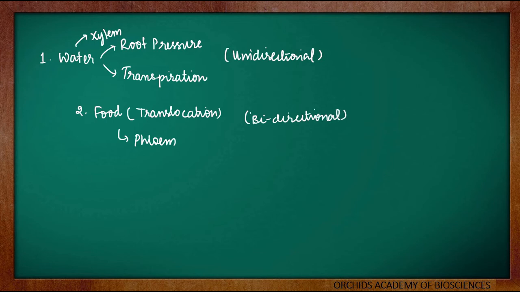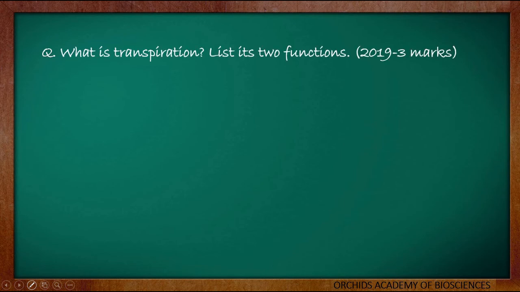Now let us discuss few questions from the previous years. The first question is from 2019 for 3 marks. They asked us to write what is transpiration and to list its two functions. So we can answer. We know that transpiration is a process of loss of water from the plant or evaporation of water from the plant as water vapors. So transpiration can be defined as a process of loss of water from the plant through the aerial parts.